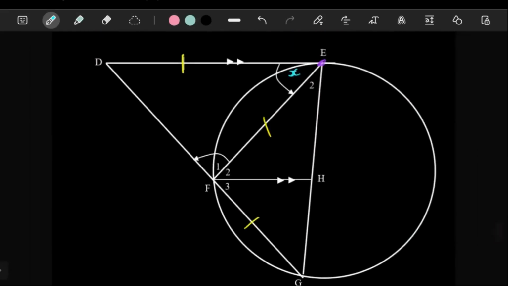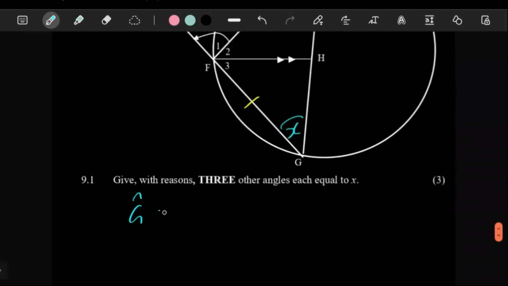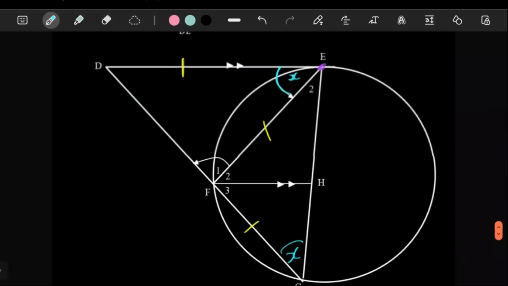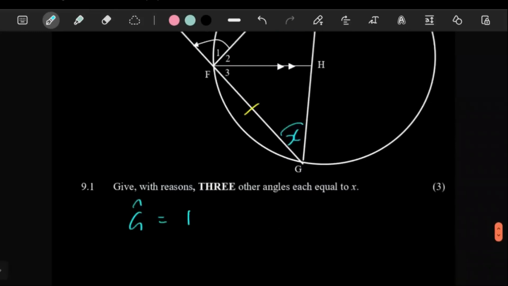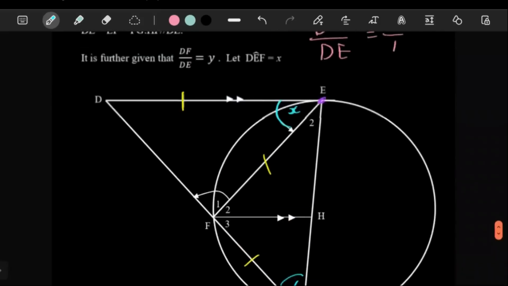Well, this is a tangent and this is a chord, so this is also equal to x. You see, tan-chord theorem. Because there's a chord here, the angle subtended by this chord is the one equal to the one at the tangent. So let's tell them that G is equal to DEF, which is technically equal to x. The reason is tan-chord theorem. We love to see it.